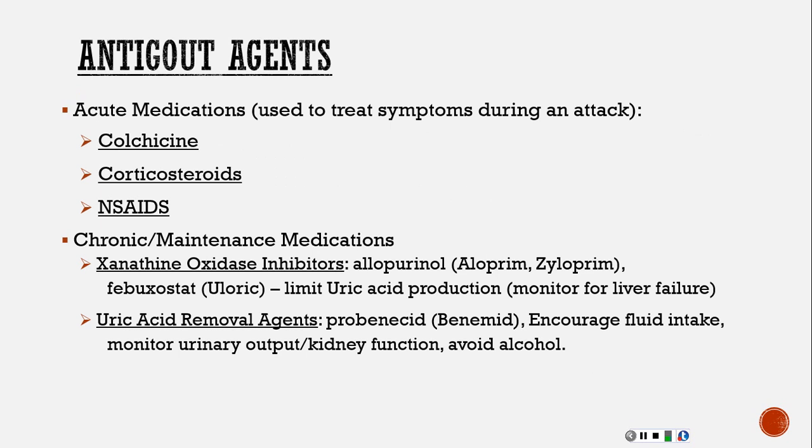Going back to gout. All right, you need to be familiar with these medicines, okay? Some of the medicines that we use. You need to know how they work, specifically these chronic ones. Allopurinol is used to limit uric acid production. And we want to closely monitor for liver failure.